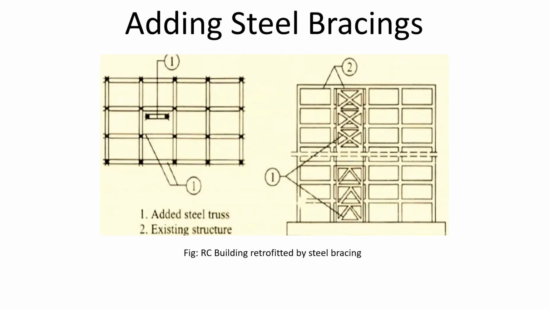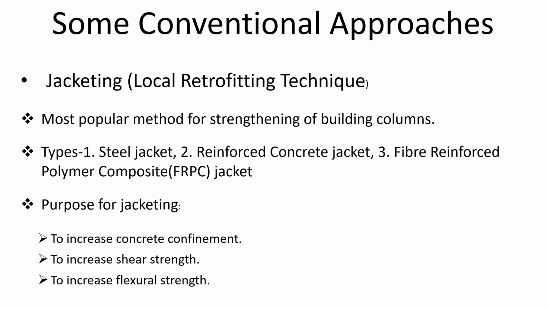Here is the RC building which is retrofitted by steel bracing. Some conventional approaches: jacketing, which is a local retrofitting technique. It is the most popular technique for strengthening of building columns. Type 1, steel jacket. Second, reinforced concrete jacket.